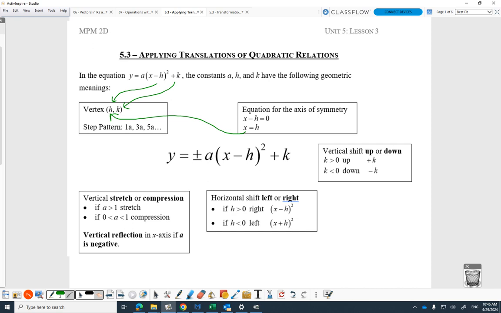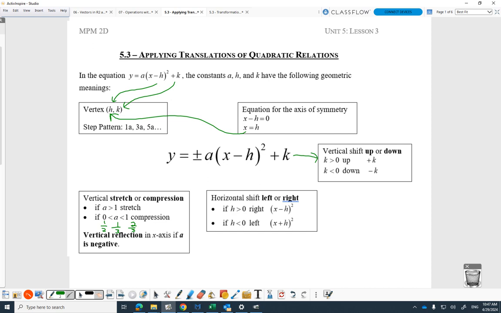And this k value is the easy part. If the k is bigger than 0, it goes up. If the k is less than 0, it goes down. Vertical stretch: if the a is greater than 1, it's a stretch. If the a is some kind of fraction between 0 and 1, like 1/2 or 1/3 or 2/5, some fraction that makes it smaller, that'll be a compression. And if the a happens to be negative, it flips it over.